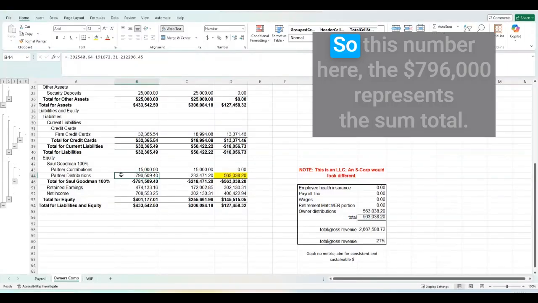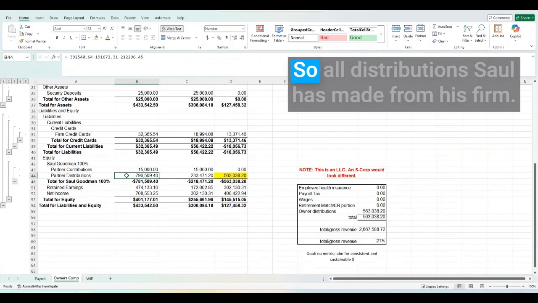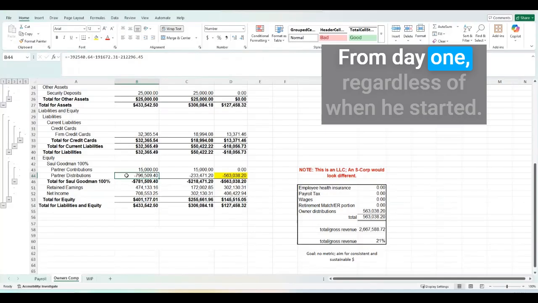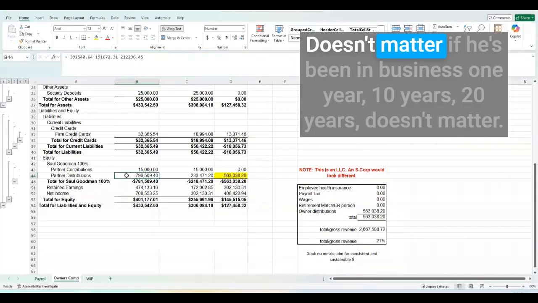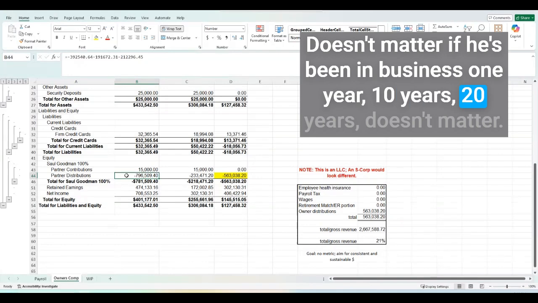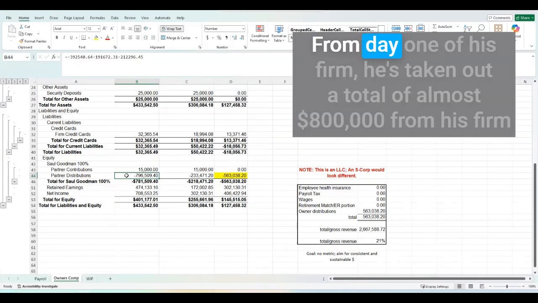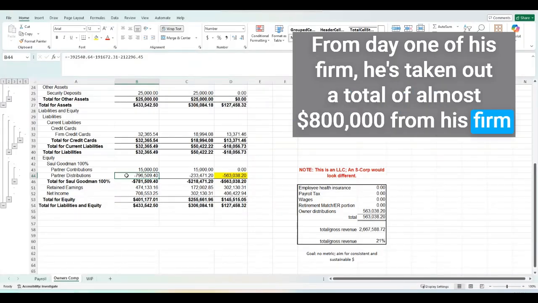Okay. So this number here, this $796,000 represents the sum total. So all distributions Saul has made from his firm from day one, regardless of when he started, doesn't matter if he's been in business 1 year, 10 years, 20 years, doesn't matter. From day one of his firm, he's taken out a total of almost $800,000 from his firm.